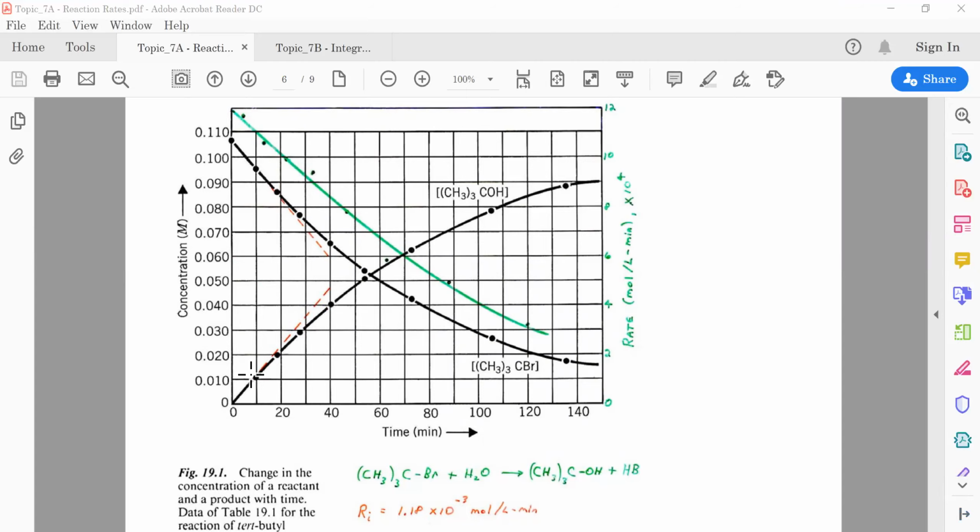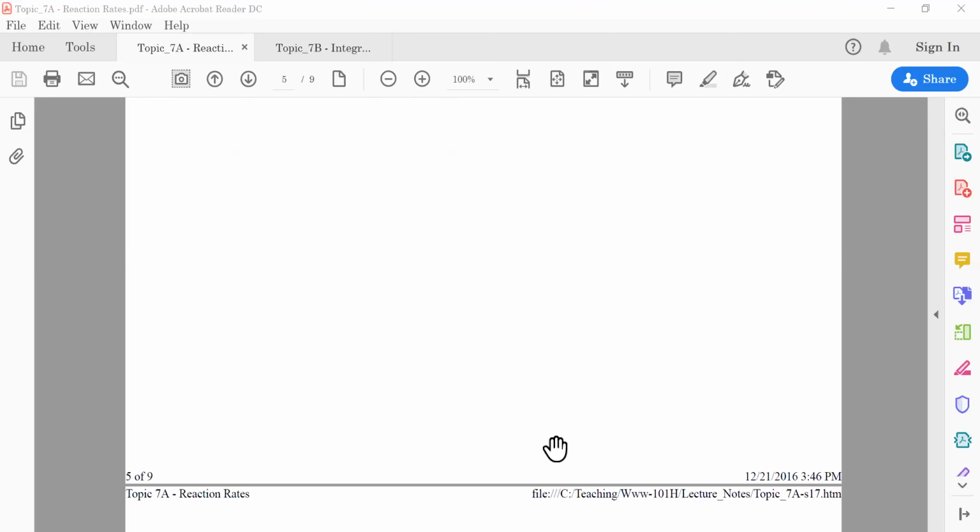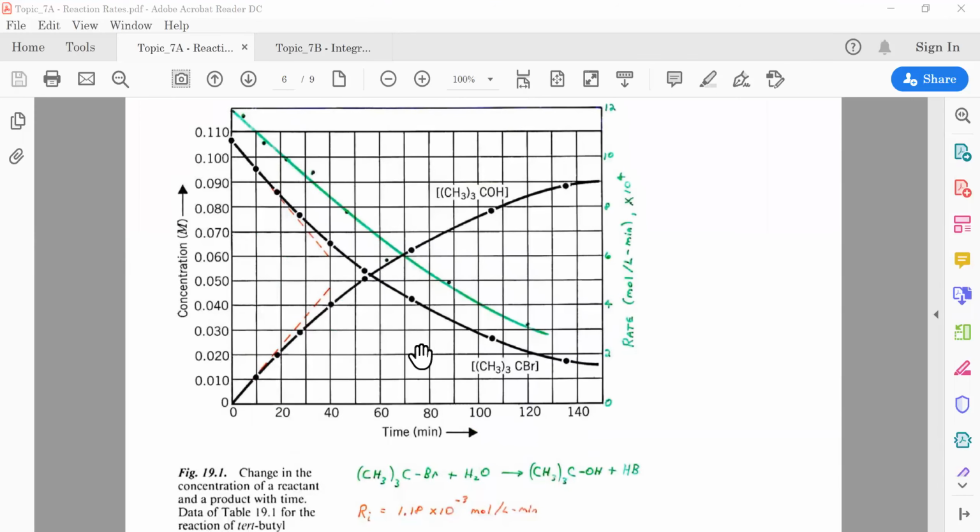Now, the reaction rate, if you look at all of these tabulated numbers here for the change in concentration per unit time getting smaller and smaller, that's what this green line is that I plotted on top of the same graph with the data themselves. The rate is the highest at the beginning, which is always the case, as we'll see. And with increasing time, of course, the concentration of the reactant is going down, but so is the rate at which it's disappearing. That's the green line here, right?